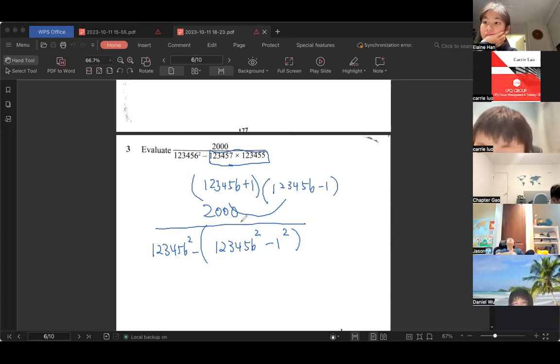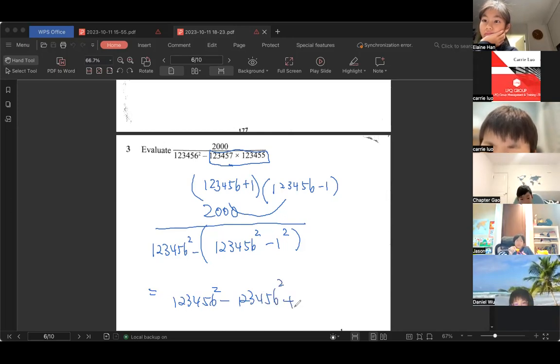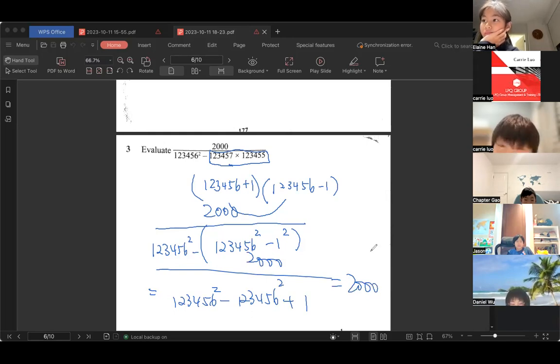Okay, so everybody, the answer is pretty easy, right? Because if you take it out, it's (1+2+3+4+5+6) squared minus (1+2+3+4+5+6) squared plus 1 over 2000 equals 2000. Correct, everybody?